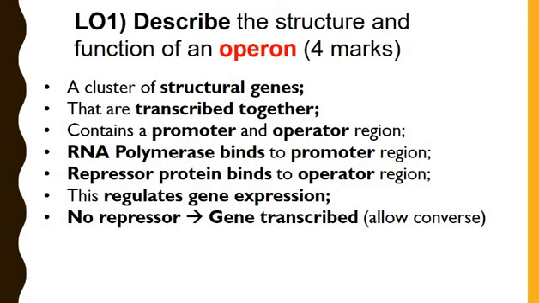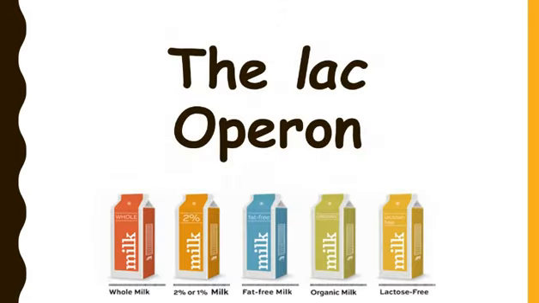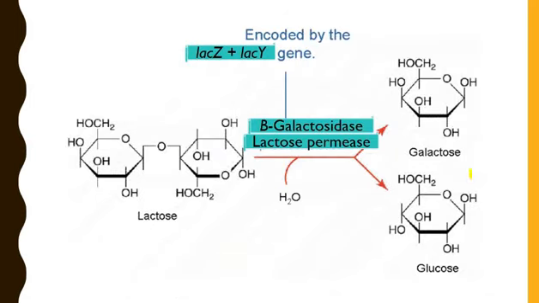So we're going to look into the lac operon as an example. This is an operon in the bacteria E. coli. The lac operon contains 3 genes. It's lacZ, lacY, and then there's also lacA. These genes, when they're transcribed, make the following 2 proteins. This is beta-galactosidase and lactose permease.